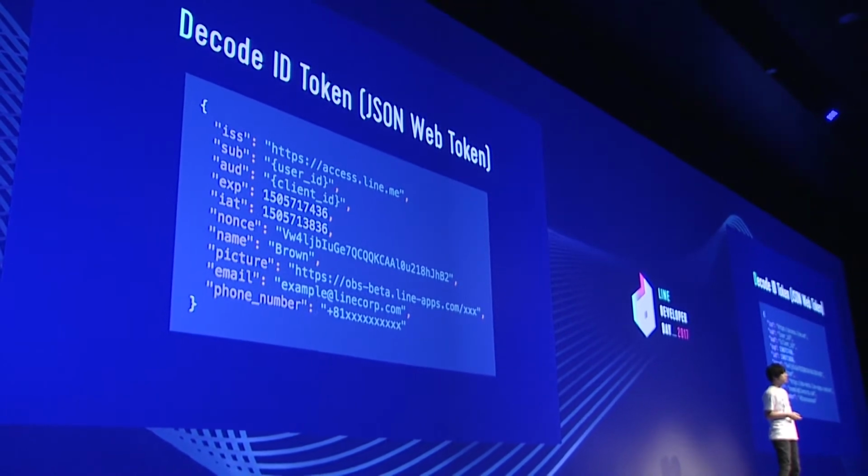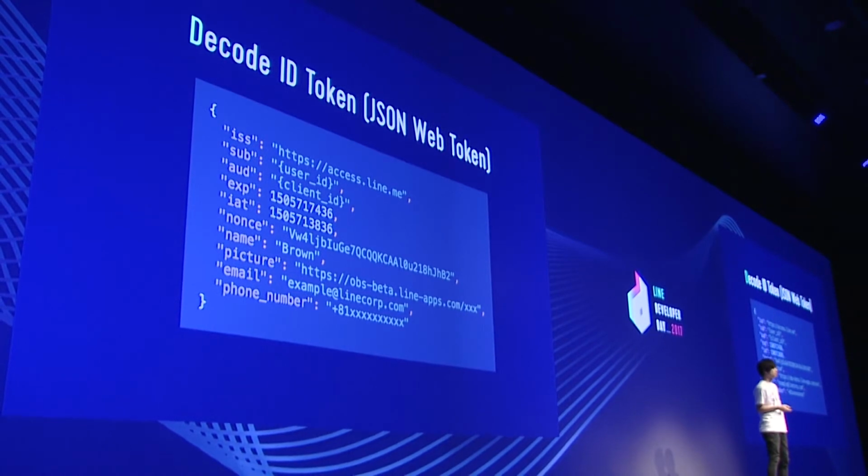So inside the JSON, you see authentication information. There are some rare property names, but everything is standardized. For example, sub, that means subject. So this is where you see the Line user ID is included. And at the bottom, you see name, picture, the basic information as well. And also email and phone number, that's included inside the ID token.